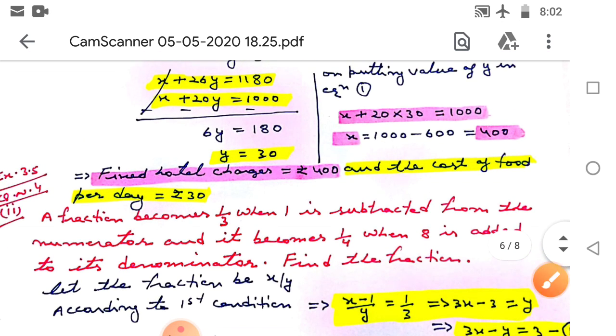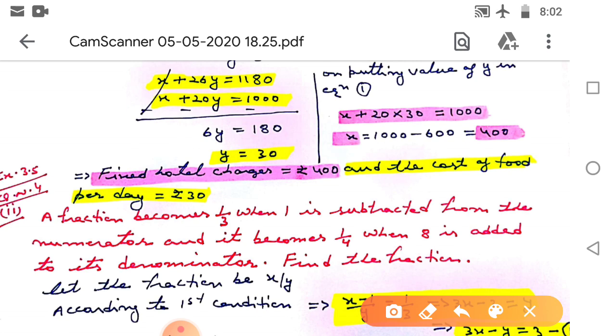Right, fine. This is X is equal to 1000 minus 600 is equal to 400. So the fixed charges for the hostel are 400 rupees and the cost of food per day is 30 rupees. Right? The cost of food per day is 30 rupees.